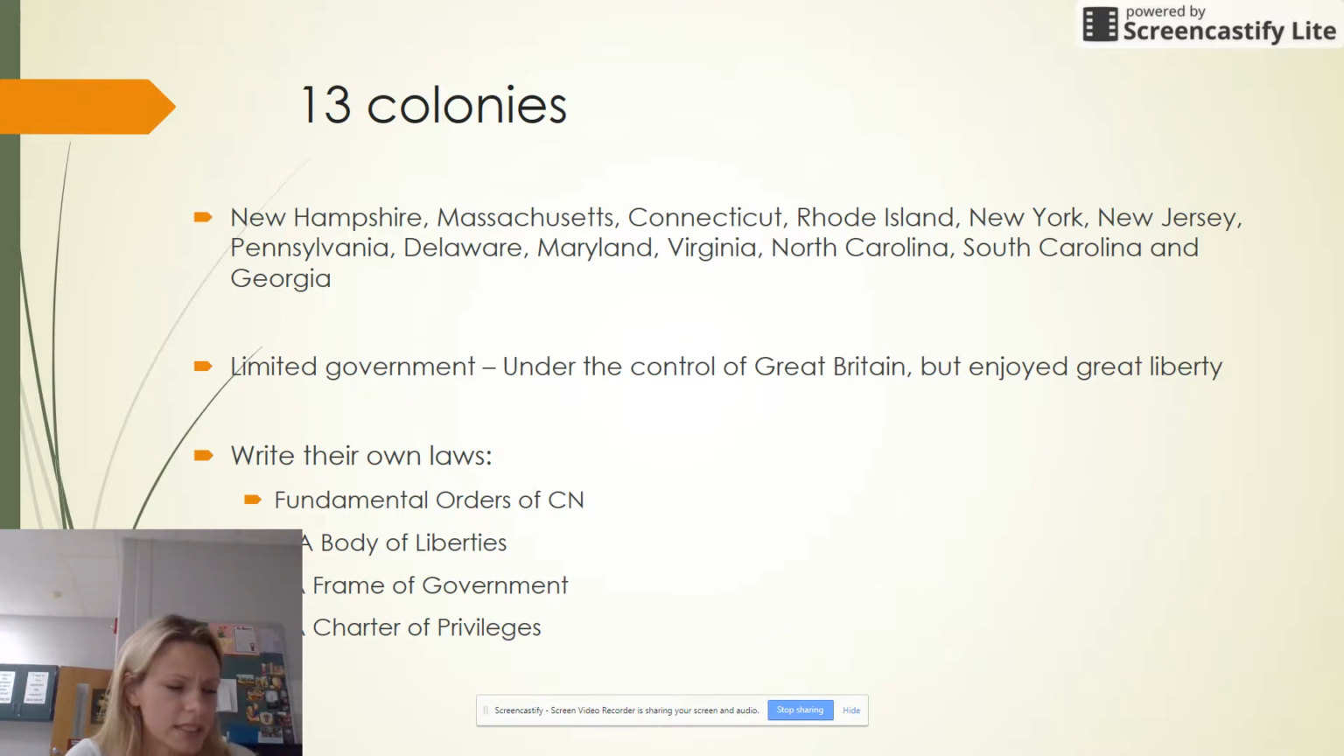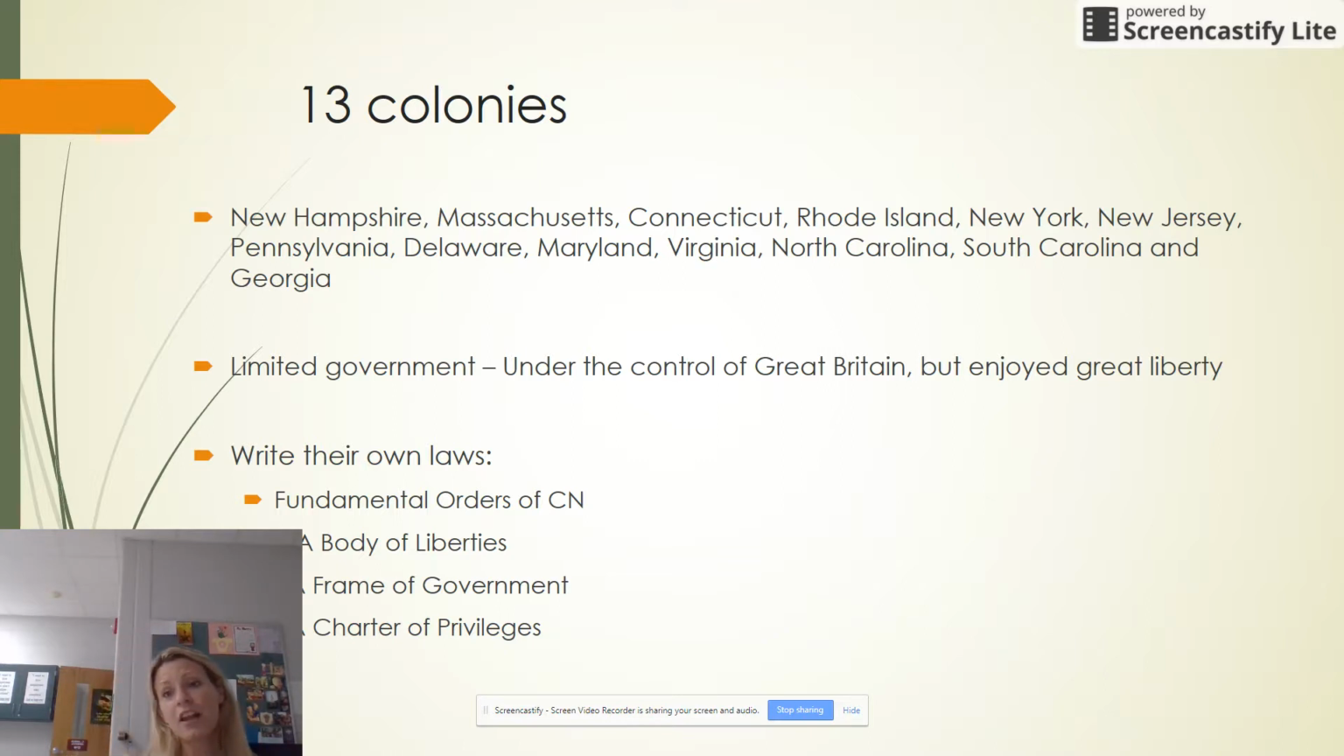The 13 colonies enjoyed limited government under British control, so they had a lot of liberty. They got to make a lot of their own choices. They got to make a lot of their own laws. They had actual governing documents. So we had the Fundamental Orders of Connecticut, the Massachusetts Body of Liberties, the Pennsylvania Frame of Government, and the Pennsylvania Charter of Privileges. And these are some of our very first documents that are going to be the basis of the future Articles of Confederation or even the Constitution later on.